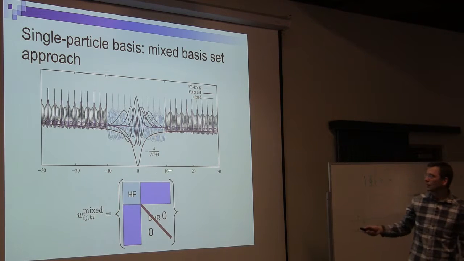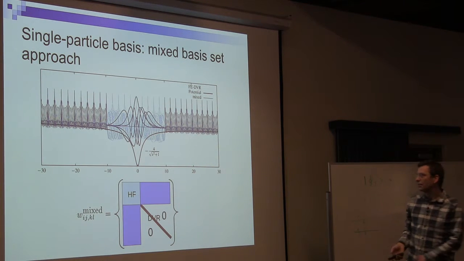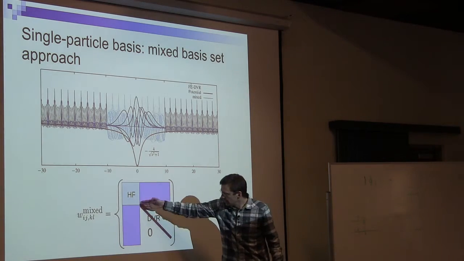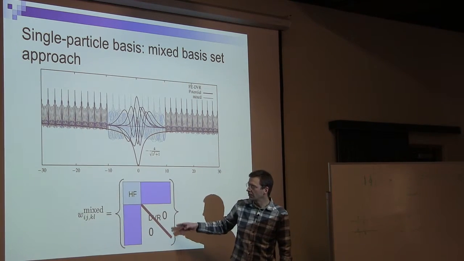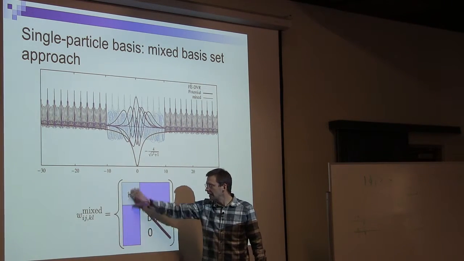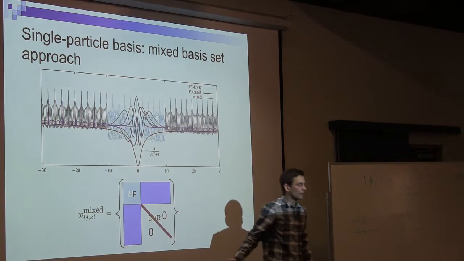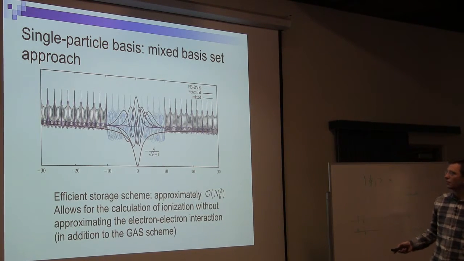The advantage is illustrated here, namely, you get a very efficient diagonal storage of the electron-electron correlation, and then you get, of course, something which is not diagonal, but it's only part of the matrix. So this is what we have done.